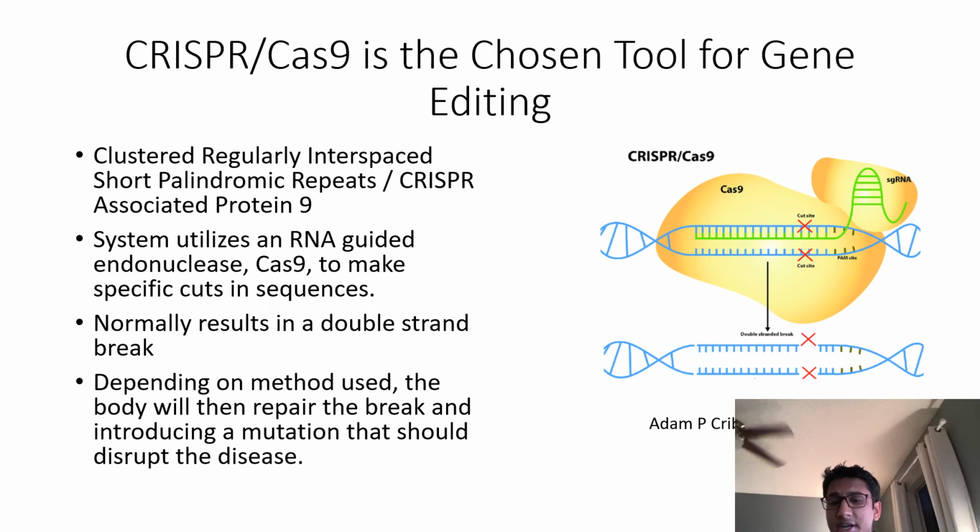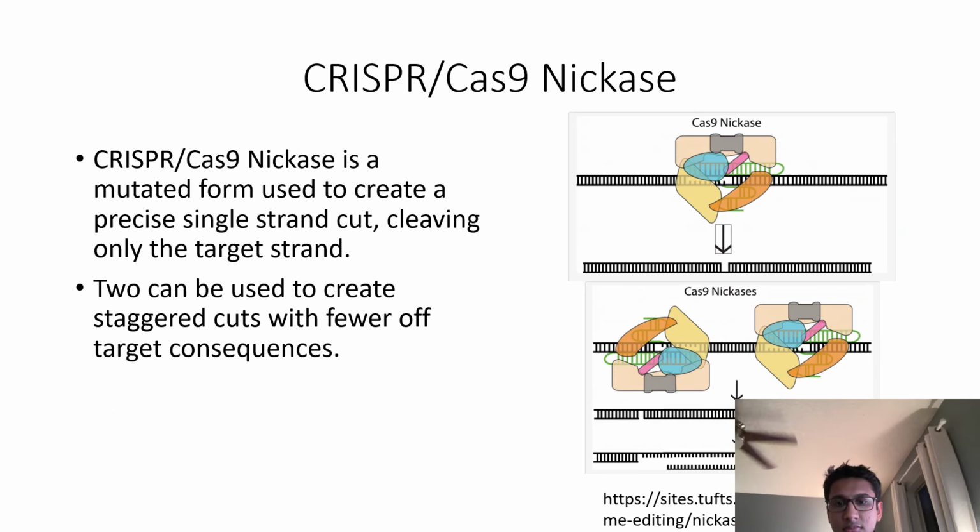When talking about gene editing, there's a couple of different tools that can be used. In my case, I'm using CRISPR-Cas9. This stands for Clustered Regularly Interspaced Short Palindromic Repeats. It's a system that utilizes an RNA-guided endonuclease, Cas9, to make specific cuts in sequences. Normally, this results in a double-strand break, and depending on the method used, the body can then repair and introduce a mutation that could disrupt the disease if that's the desired outcome. There's a couple of modifications that can happen that we'll talk about in future slides.